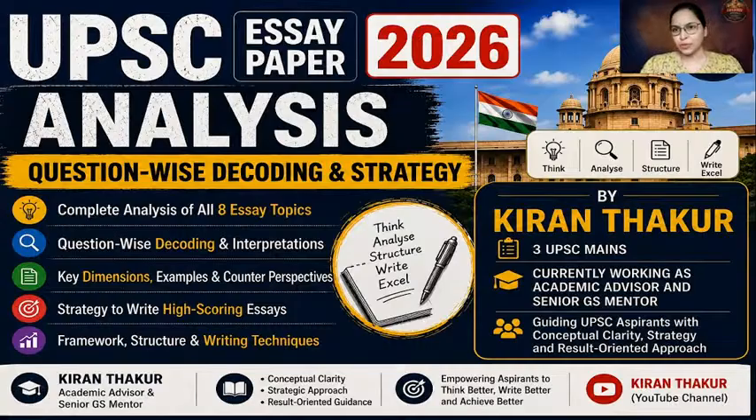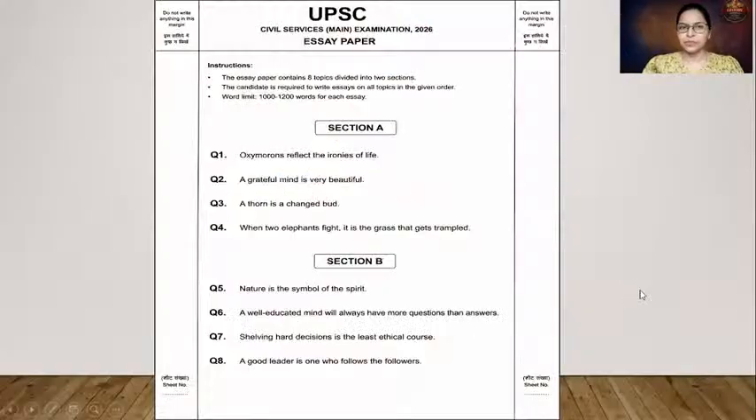Now, what are we supposed to do today? First of all, we will have a glance at the essay paper. We are going to decode the major themes of this year's paper. And today we will focus on Section A. We know that there are two sections in an essay paper, so today we will decode each and every topic of Section A. Okay, so let us proceed with the session.